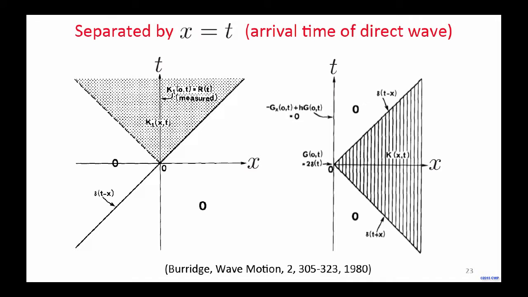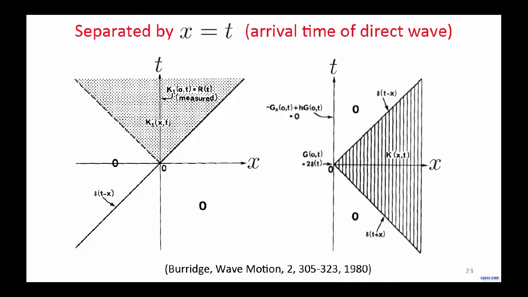Now, the focusing solution and the Green's function, they're shown over here. They're separated by the line x equals t, which is the arrival time of the direct wave. And what I'm going to show you later, and what you're going to see in all our work on inverse scattering, is that we need to know the arrival time of the direct wave. You can find it in each and every one of our papers. And we need that because the arrival time of the direct wave separates the Green's function from the focusing solution.